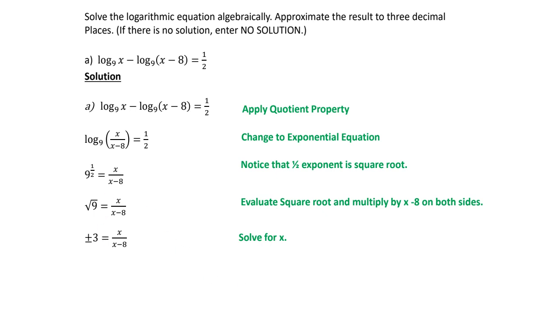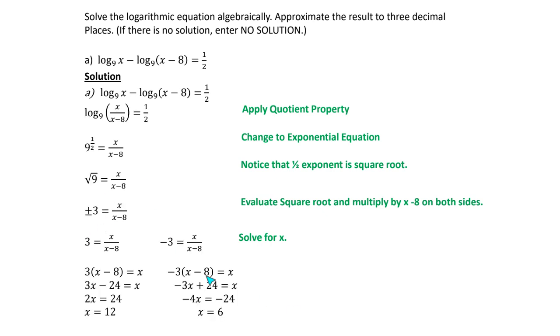And then we can multiply by x minus 8 on both sides. So I get 3 times x minus 8 is equal to x. And then we use the negative one. Negative 3 times x minus 8 is equal to x. And it's simplified. 3 times x is 3x, minus 24 is equal to x. Subtract the x, we get 2x. And so x is 12.